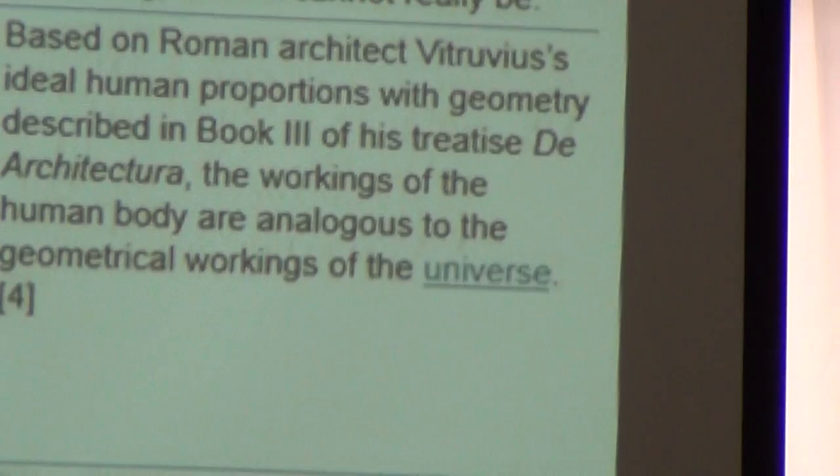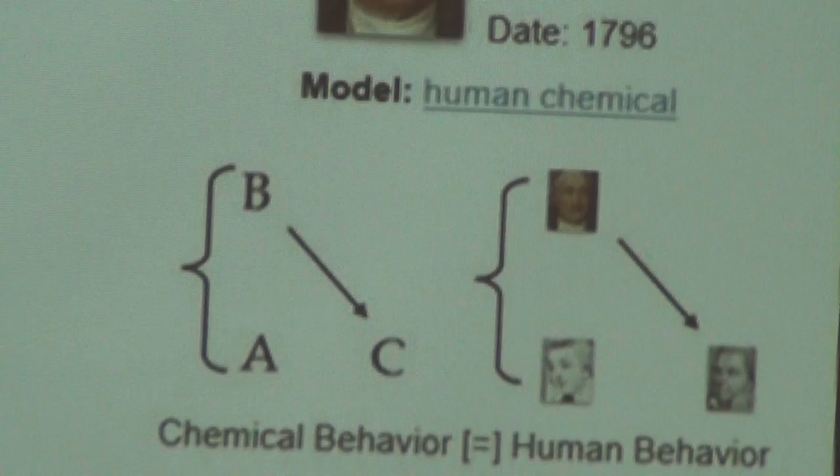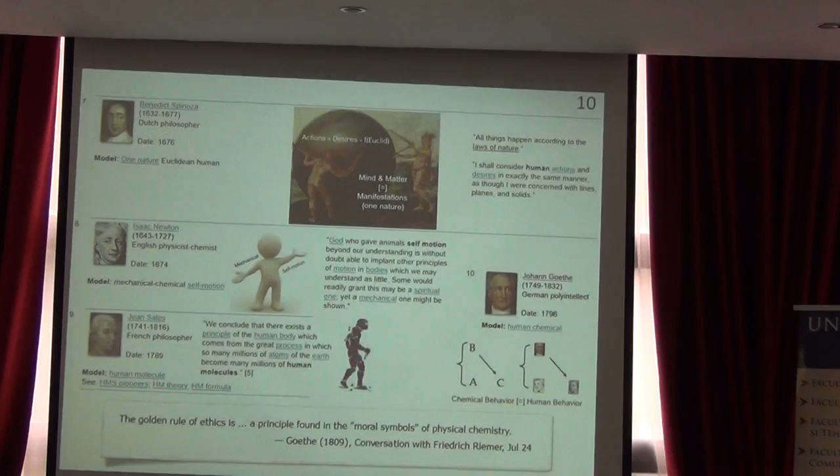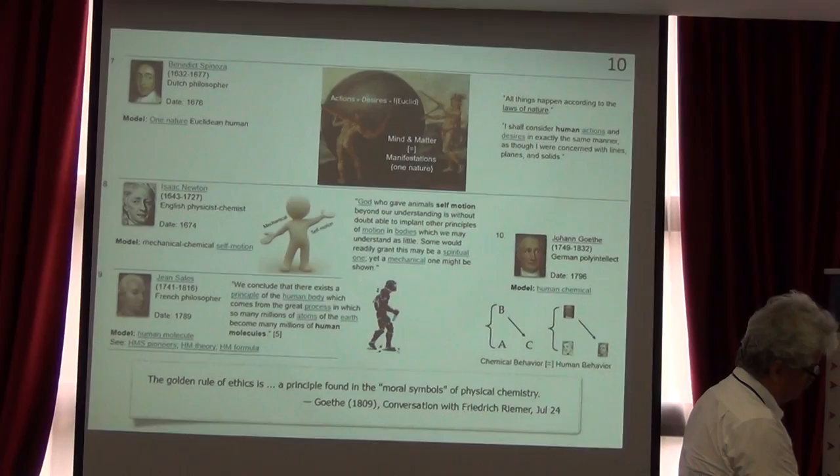So Goethe's view was that instead of the soul found in the pineal gland, the new golden rule of ethics is the principle found in the moral symbols of physical chemistry. And these are the moral symbols Goethe's referring to here. Goethe specifically says that he read this book, which was published in German in 1885, and he says we can find new moral symbols in this system here.